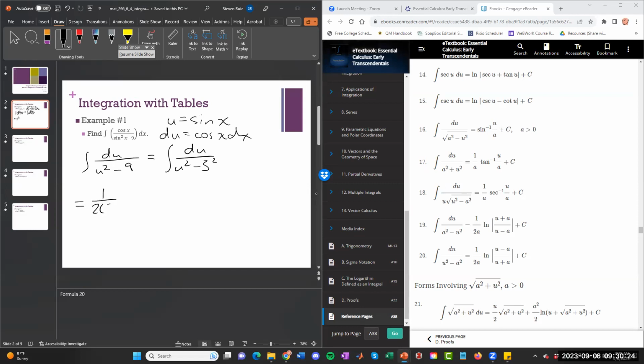1/6. So for now, I'll do this. 1/2 times 3 times the natural log of the absolute value of... plus c, right? And we should do one more thing to complete this. Yeah, 1/6 natural log of sine of x minus 3 over sine of x plus 3 plus c.